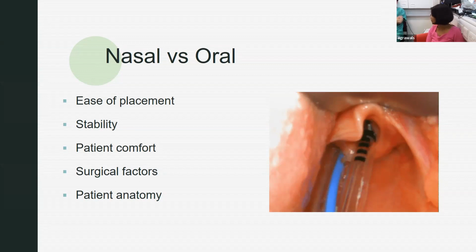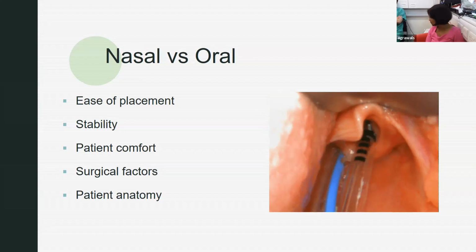Sometimes they can, because of that, be a bit easier to get in, actually, I think. Like in neonates. It's probably more user dependent, but people say those who do the nasal, that's easier. I haven't had any experience, because we're so used to the direct and oral.